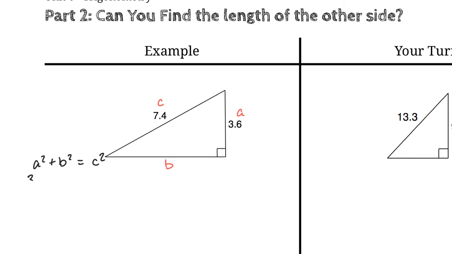And now we need to substitute these values into this equation. So a is 3.6, b we don't know, so we're going to keep that as b squared. C is 7.4. And we can do some of these calculations. So 3.6 squared is 12.96. And 7.4 squared is 54.76. Don't forget to include this plus b squared.